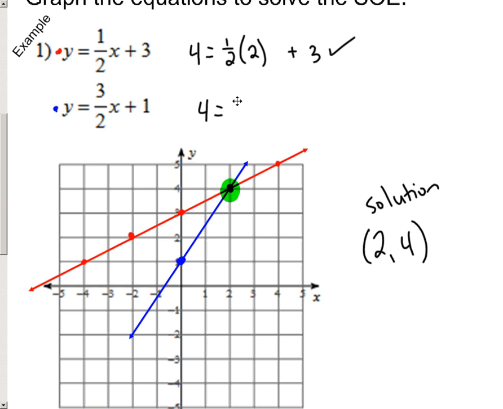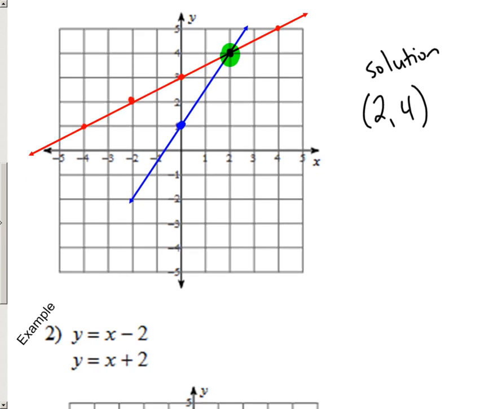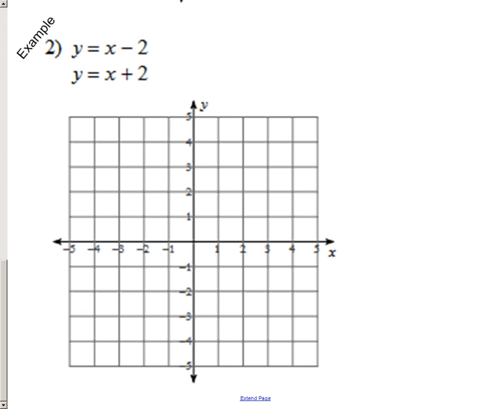4 equals 3/2 times 2 plus 1. Well, 3/2 times 2 is, let's see, 6/2 or 3. So this equals 3, and 3 plus 1 is 4. So it made both of the equations true. So I know for sure that this graphing method, where the lines intersected, does give me the true solution to both of the equations. Let's go through and do this one.